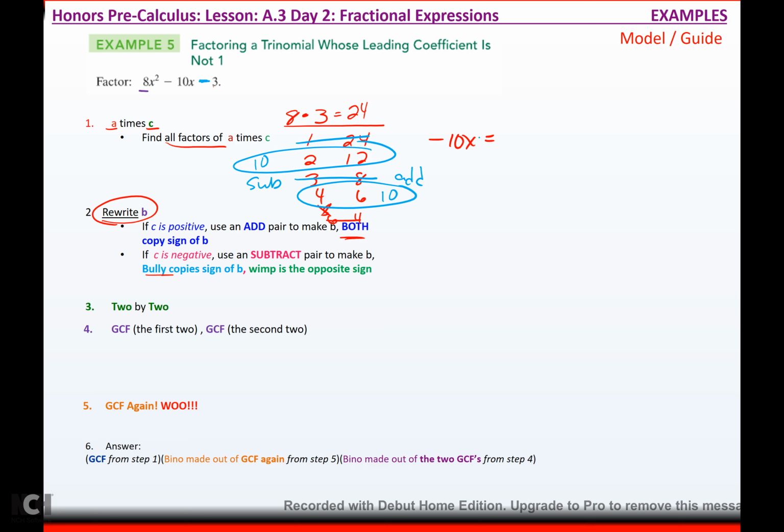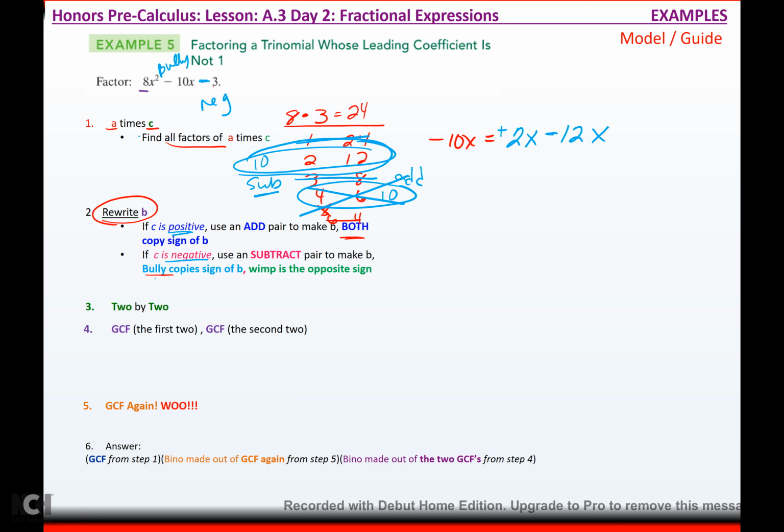So I know I have to use these two because I need the subtracting pair. So negative 10x, I need to make that out of a 2x and a 12x. Again, your signs: if C is positive, then they both get the sign of B. If C is negative, then only the bully gets the sign. C is negative, so only the bully gets this sign. 12 is the bully, he gets the negative, 2 gets the positive.